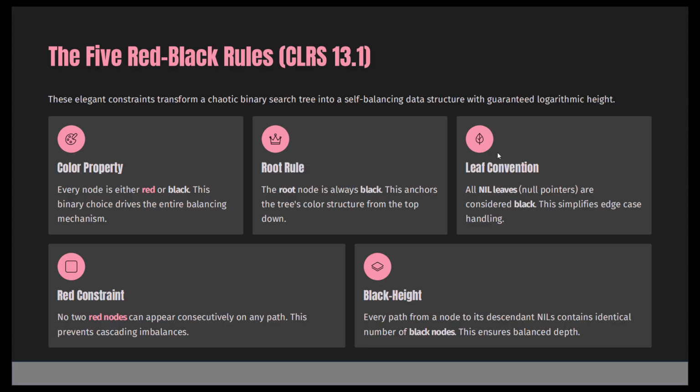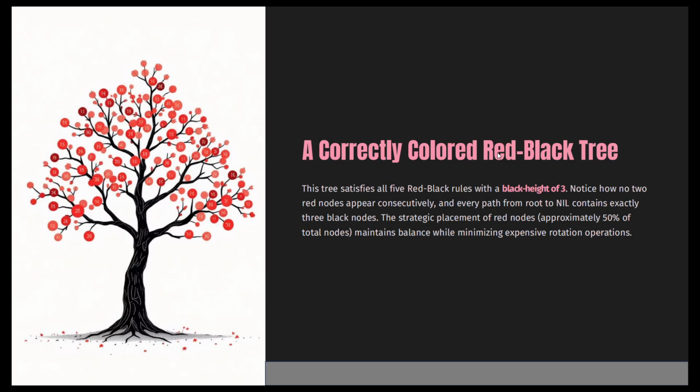Rule 4, red rule: two red nodes cannot appear consecutively. In other words, a red node cannot have a red parent. This rule prevents the tree from becoming too deep. Rule 5, black height rule: every path from a node to its descendant nil nodes must contain the same number of black nodes. This ensures that the tree remains balanced. These 5 rules are the core principle behind red-black trees.